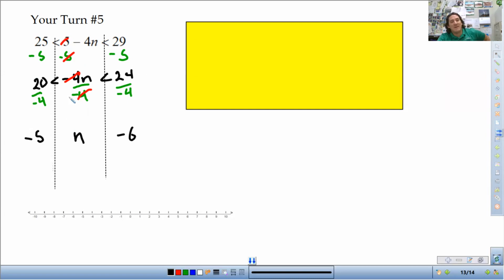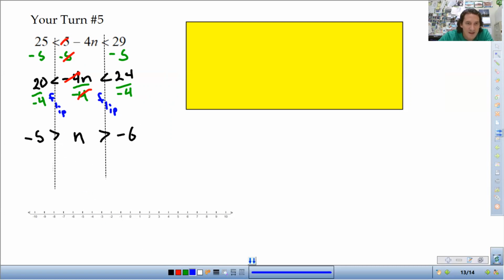Since I divided by a negative, I divide everything by negative, I need to flip the inequalities. All right, and that should make sense because negative 5 is in fact larger than negative 6. So make sure you're thinking about when you should flip. Does the actual inequality, especially when it's like this, make sense? Because if you didn't flip them, it wouldn't make sense. Negative 5 is not bigger than negative 6. So make sure you flip it.